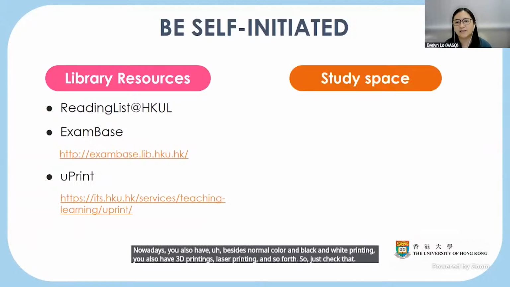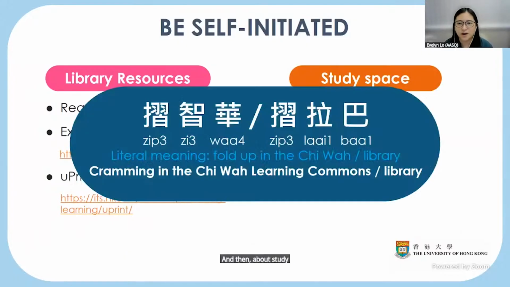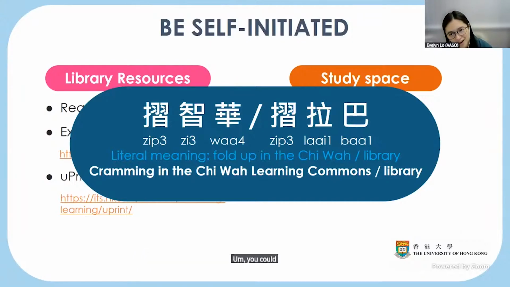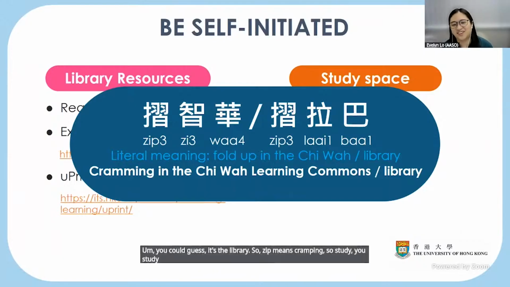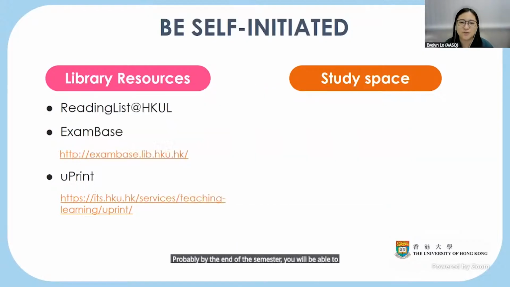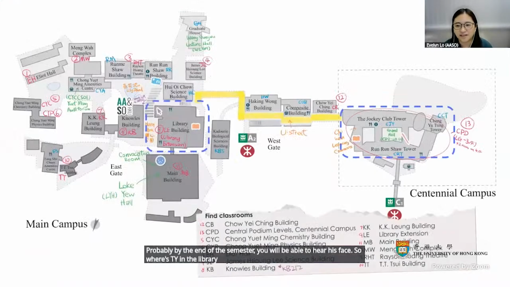And then about study space, you will be able to hear this phrase about 接智華 or 接拉把. What does it mean? So 智華 is the Chiwa Learning Commons where you can study, and 拉把, as the sound suggests, you could guess is the library. So 接 means cramming. So you study in Chiwa or in the library. Probably by the end of the semester, you will be able to hear this phrase. So where's Chiwa and the library? Basically, it's here.